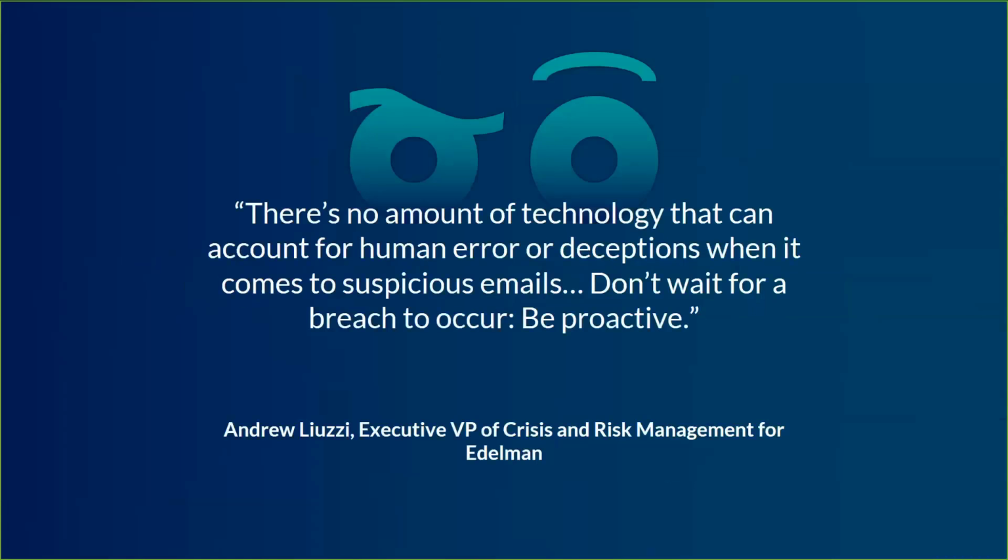Now, it's also good to have some level of filtering on your emails. This person who is a VP of Crisis and Risk Management says there's no amount of technology that can account for human error or deceptions when it comes to suspicious emails. Don't wait for a breach to occur. Be proactive. So train your humans, but also have some technological backup to help keep the suspicious emails from even getting to them.